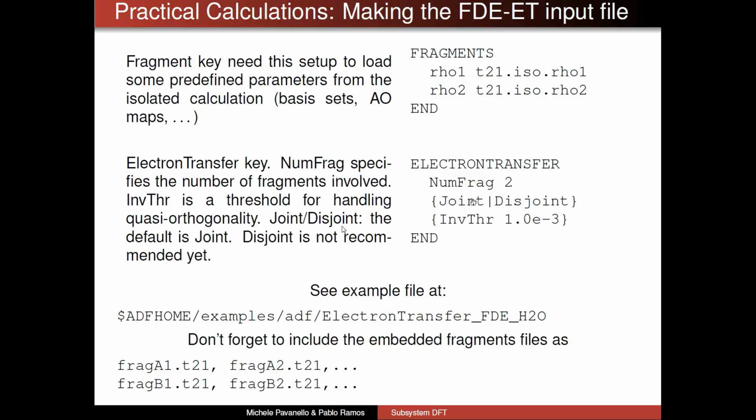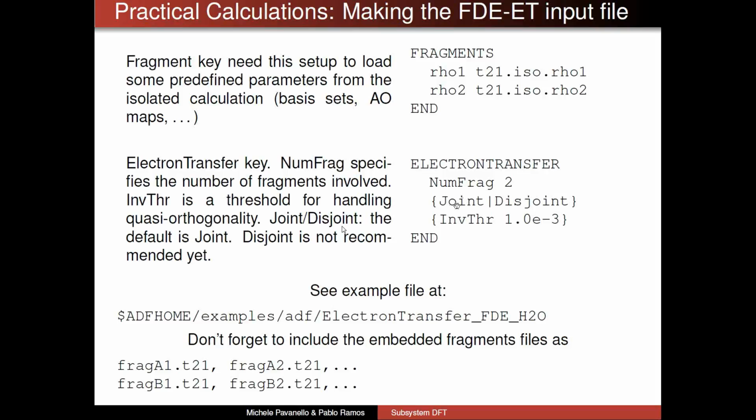Then there are 2 options here, joint or disjoint. And I shall point out that in the ADF user manual, there is a typo. Here it is said that you have coupled and uncoupled. That was the old nomenclature. Now it is joint and disjoint, simply to make things clear, to distinguish this method from the TDDFT FDE method, in which the coupled uncoupled nomenclature is used. So here instead we use joint and disjoint. For your purposes, for most people, I would say please only use joint.